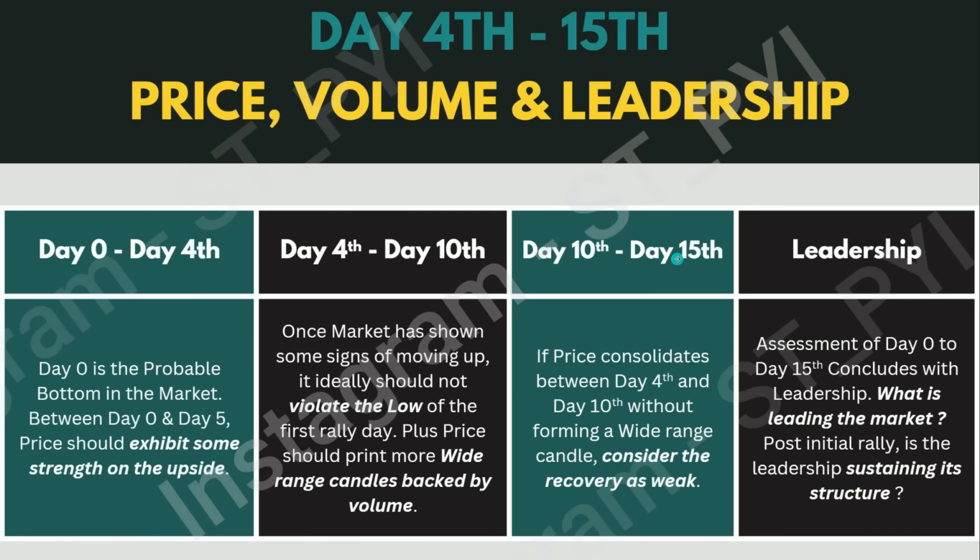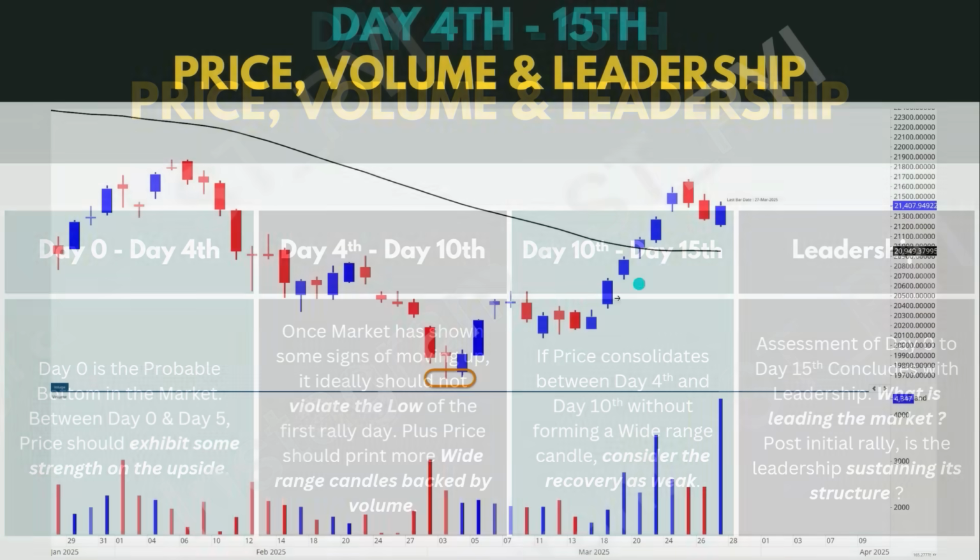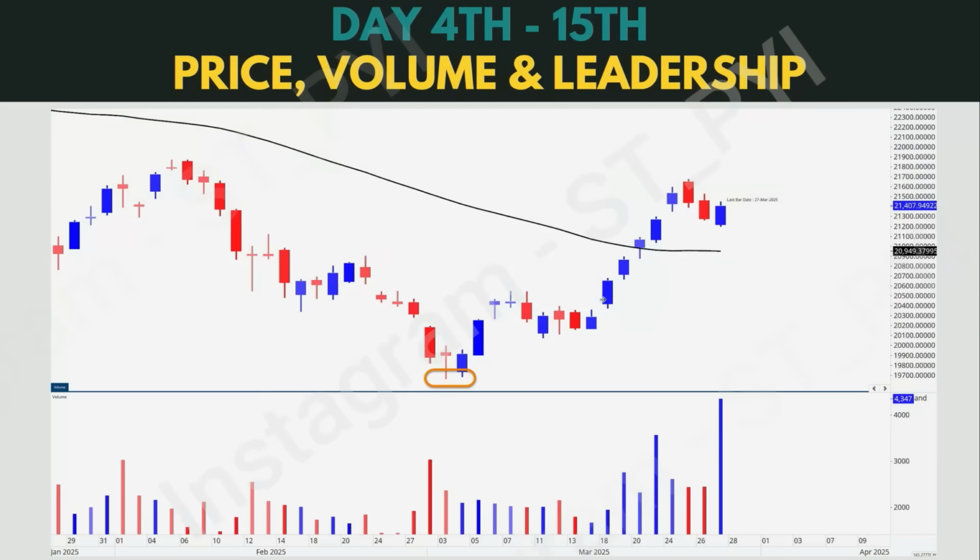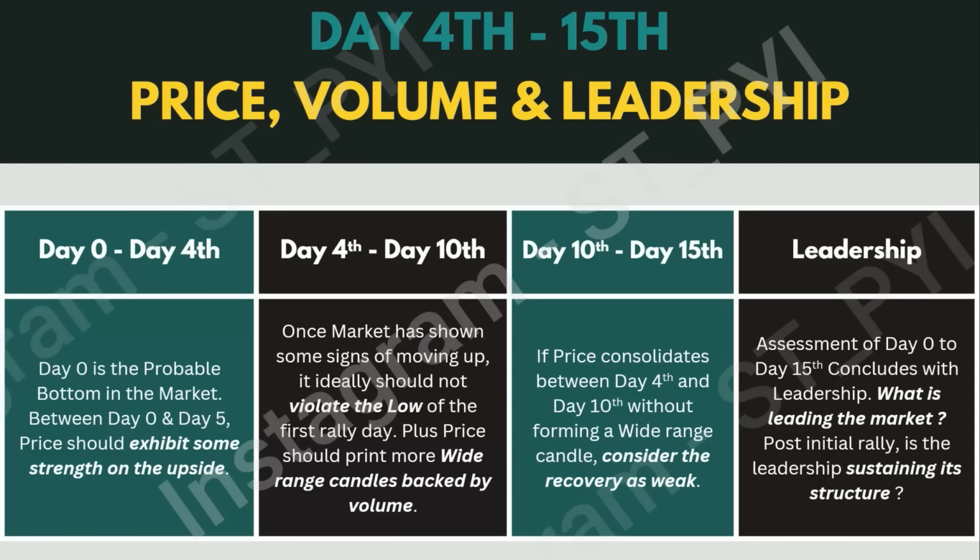See, many a times it happens that on day 10, the rally may not come, and it may also not come between day 8 and day 15. If it comes on day 16 or 17, that is a weak rally, because the rules are pretty clear. Between day 0 and 15, you should get a couple of wide range candles on the back of strong volume activity.